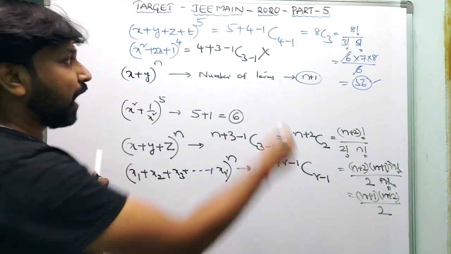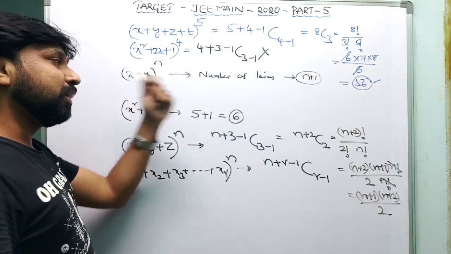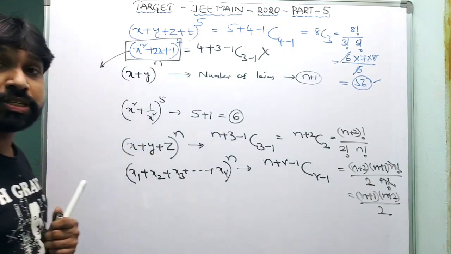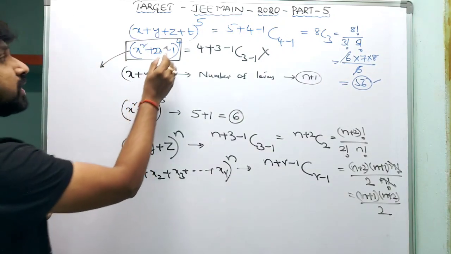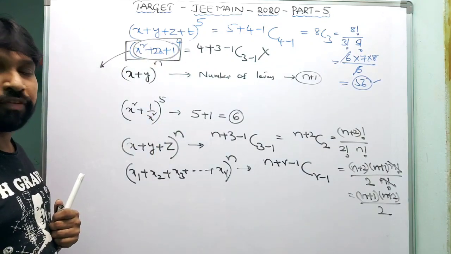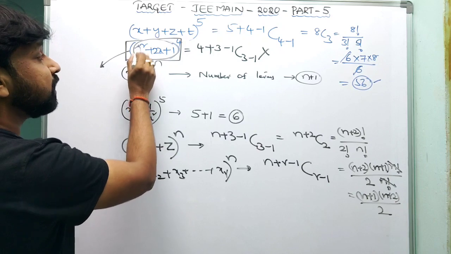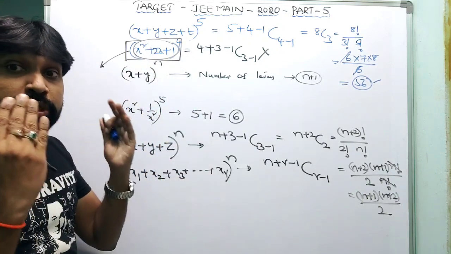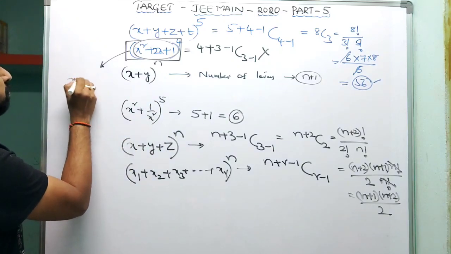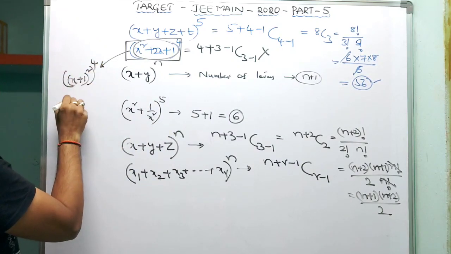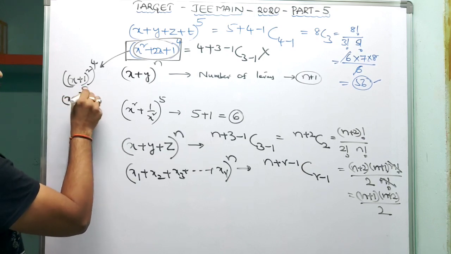Why? Because even though we are applying the same formula, that is wrong. Why? Because to find the total number of terms, you just look at whether any simplification exists. Look at this, friends. What you are going to do is, x square plus 2x plus 1 is nothing but (x plus 1) whole square. So that is (x plus 1) whole square whole to the power of 4. That is (x plus 1) whole to the power of 8.